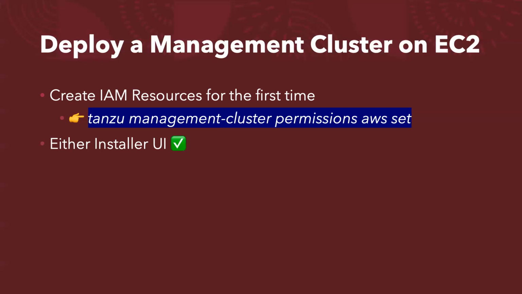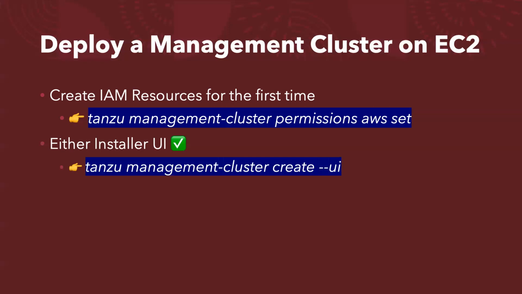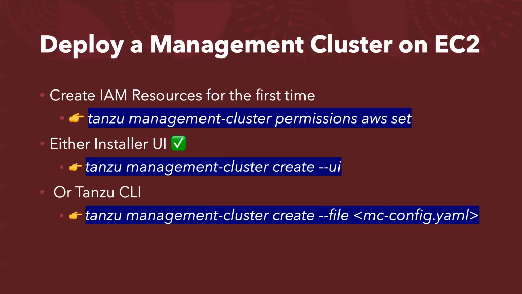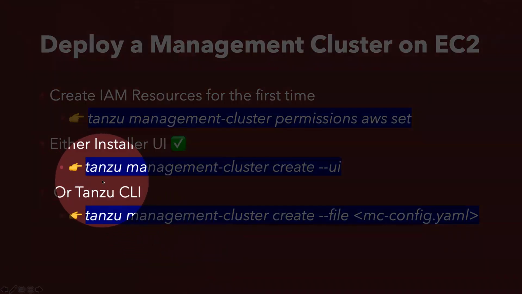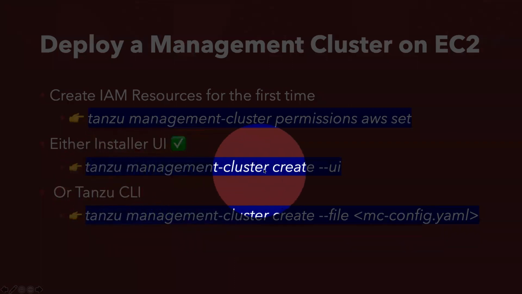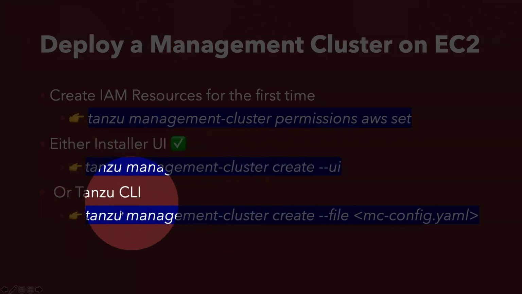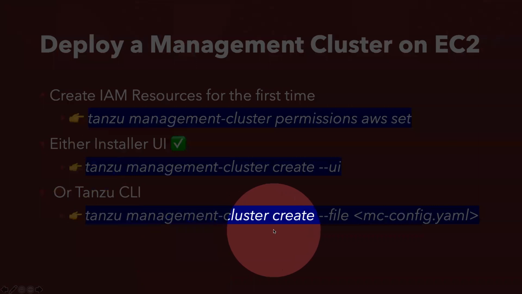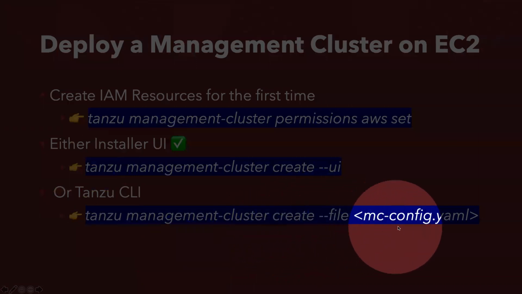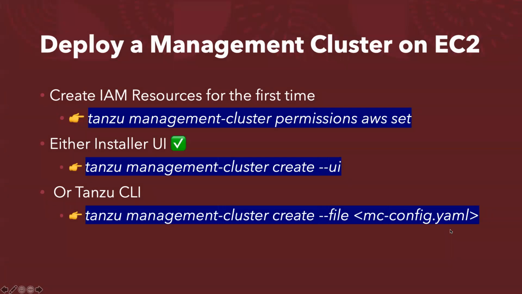After you create the IAM resources, you have 2 options. Either you can use the web UI, or you can use the command line. If you choose the web UI, you run the command from your bootstrap machine, tanzu management-cluster create --ui. If you run from the command line, you run a similar command but followed by --file with the configuration file. It takes around 24 minutes to deploy a management cluster.